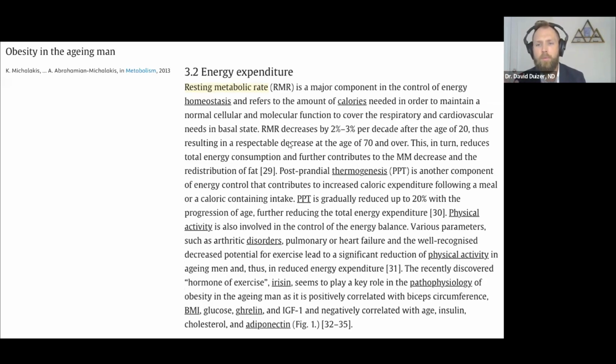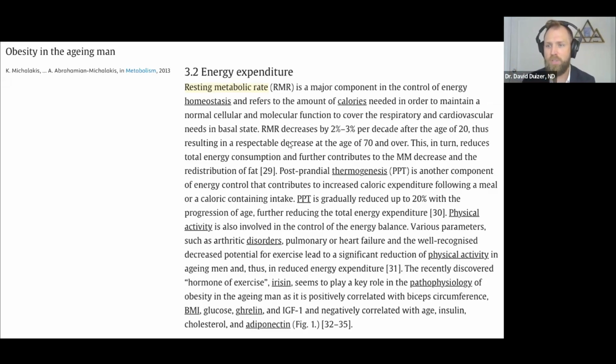So we think about resting metabolic rate being low for those who have difficulty losing weight. It decreases about 2 to 3% per decade after the age of 20. And so that doesn't seem like a lot. But then when a person becomes 60 and 70, it really does add up. Hey, doc, I'm eating the same I've always eaten and I'm gaining weight. What is happening? Metabolism has declined.